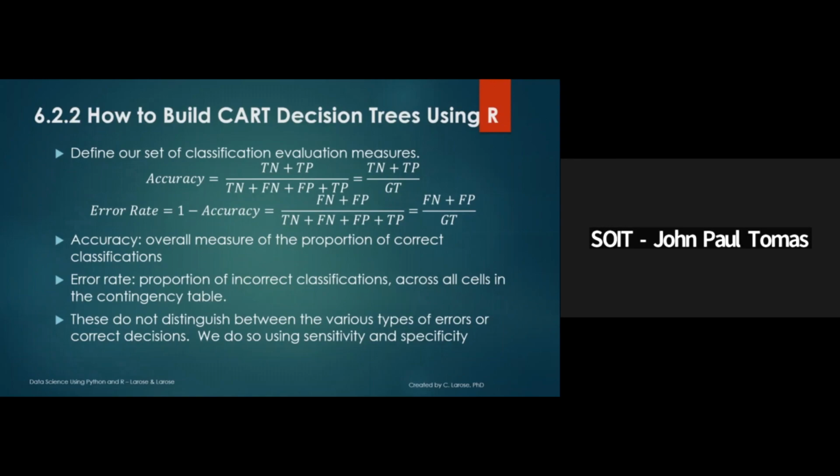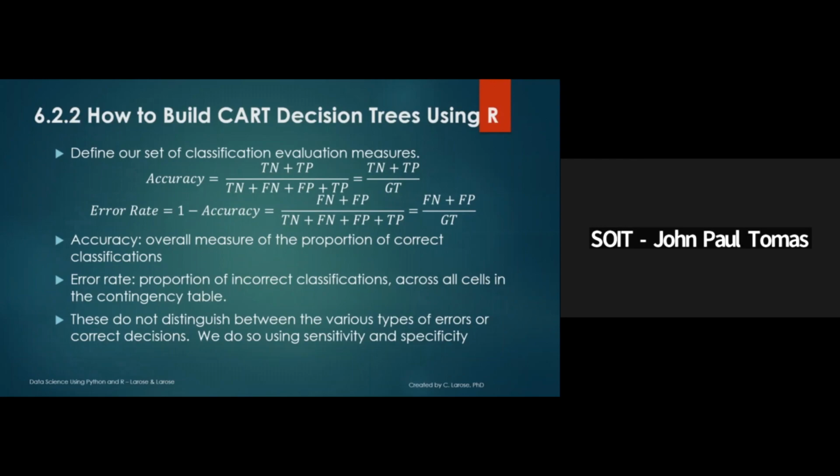Okay, and then on the other hand, the error rate is measuring the proportion of incorrect classifications across all the cells in your contingency table. So the formula for the error rate equates to 1 minus your accuracy, which equals FN plus FP over your TN plus FN plus FP plus TP, or FN plus FP over your grand total.